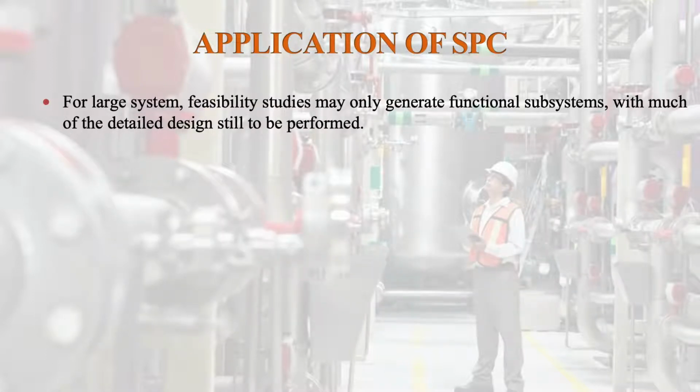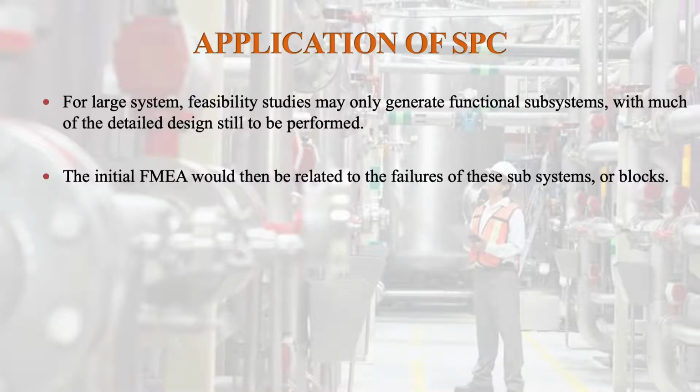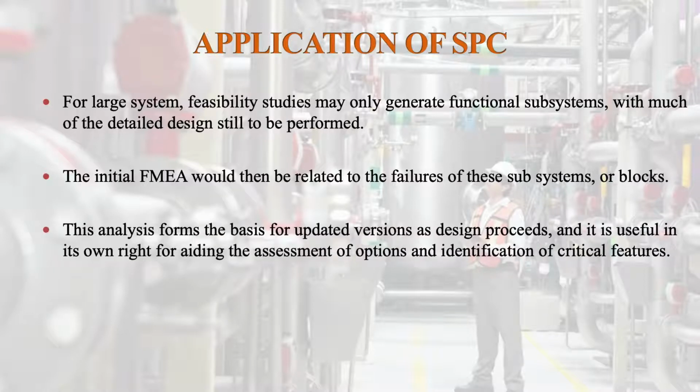For large systems, feasibility studies may only generate functional subsystems with much of the detailed design still to be performed. The initial FMEA would then be related to the failure of these subsystems or blocks. This analysis forms the basis for updated versions as design proceeds, and it is useful in its own right for aiding the assessment of options and identification of critical features.